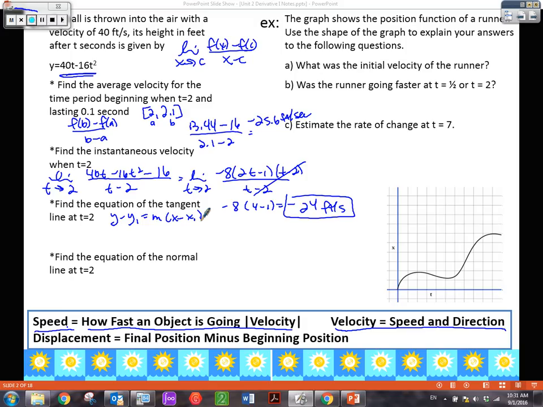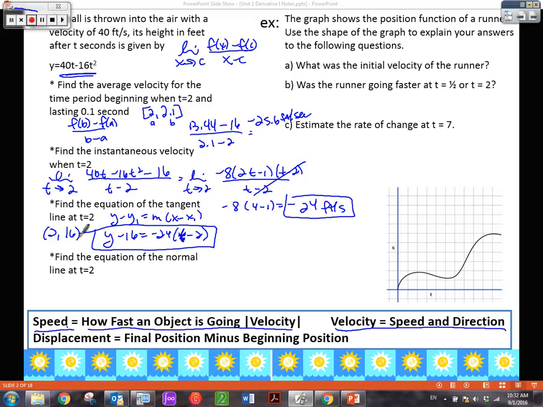Alright, our y1 and x1, well, we know that 2 is the t value, not the x value. So how would I get the y value? I would take this 2 and put it up here in my equation and find the y value, which happens to be 16. Okay, so now I have my point, and now I have my slope. So now I just fill in my point slope equation of the line. So we have y minus 16 equals negative 24 times x minus 2. Oops, t. That's a t. T minus 2. And then we leave it alone.